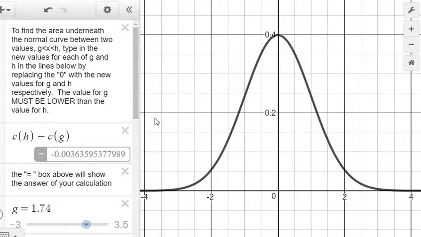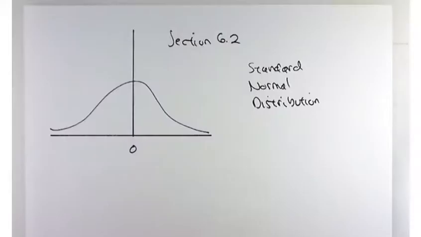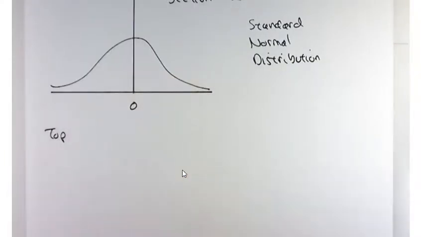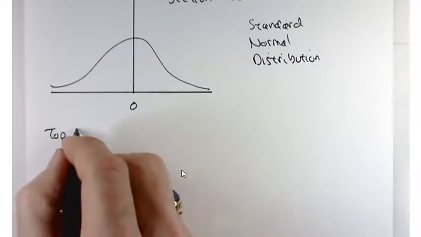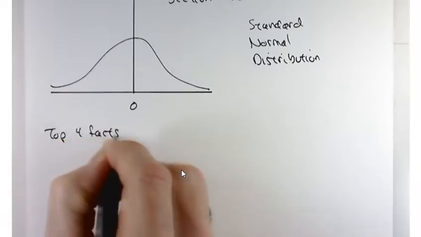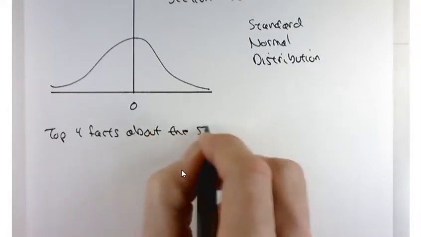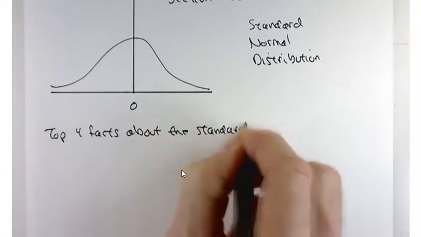And what we're going to do is work on trying to understand some of its properties and find the areas underneath this bell curve, because this is going to be useful throughout the rest of the course. So let me give you a few properties about the bell curve, and then we'll get down to business and playing with some things. So the top 4 facts about the normal curve. I should say the standard normal curve.